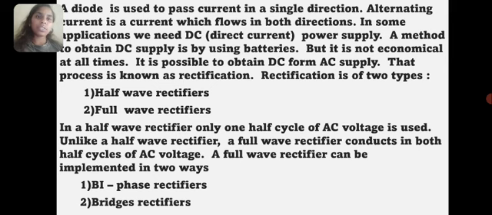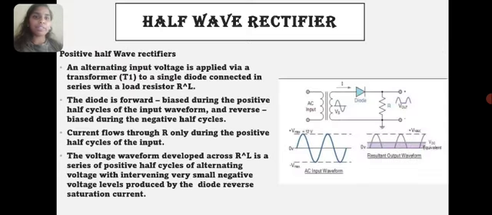Rectification is of two types: half-wave rectifiers and full-wave rectifiers. In a half-wave rectifier, only one half cycle of AC voltage is used. Unlike a half-wave rectifier, a full-wave rectifier conducts in both half cycles of AC voltage. A full-wave rectifier can be implemented in two ways: biphase rectifiers and bridge rectifiers. Half-wave rectifier, positive half-wave rectifier.